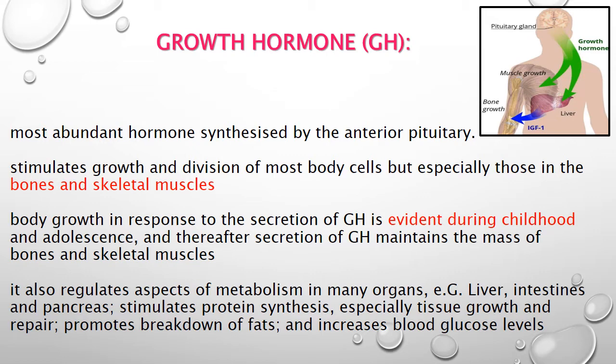Now we will see the growth hormone in detail, or we can say GH. It is the most abundant hormone synthesized by the anterior pituitary. It is very helpful and stimulates growth as well as development, especially in the bones and skeletal muscles. Also, body growth in response to secretion of growth hormone is most evident during childhood and adolescence. Then after, the secretion of growth hormone will maintain the mass of the bone and skeletal muscle. The peak level of secretion is during childhood as well as adolescence.